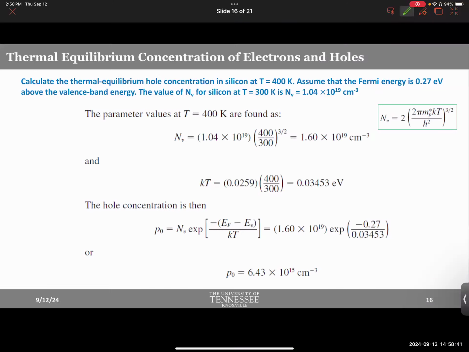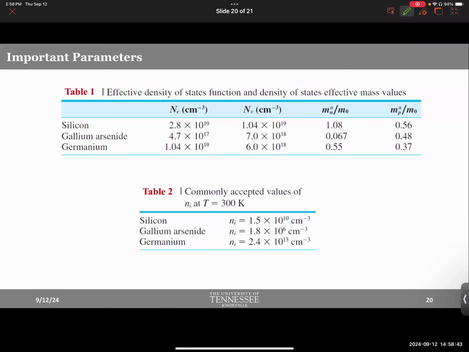Okay, now let's move to the next slide. And this is the last slide for this lecture. After that, I'll stop and take questions before I move on to the next lecture. This is a very simple slide to cover. I just want to show you that for different semiconducting materials like silicon, gallium arsenide, germanium, you have specific ratios of effective mass for electrons and holes.